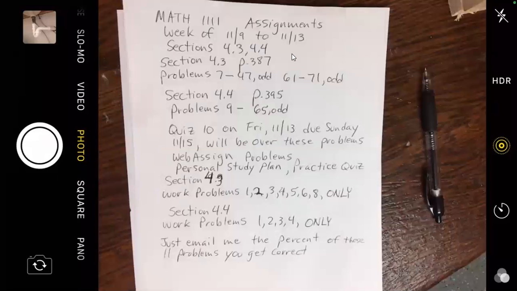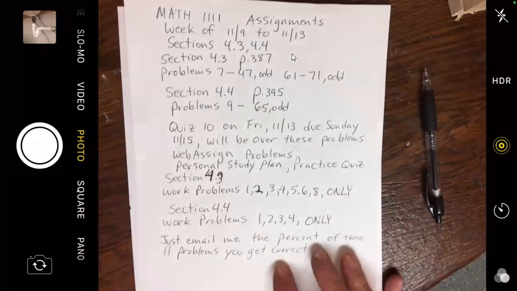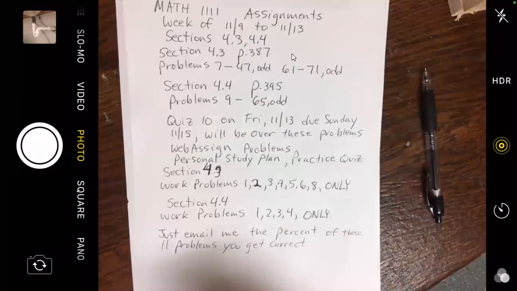Web assigned problems for this week: section 4.3, 1, 2, 3, 4, 5, 6, and 8 only, and 1, 2, 3, and 4 only. And email me the percent of these 11 problems that you get correct.